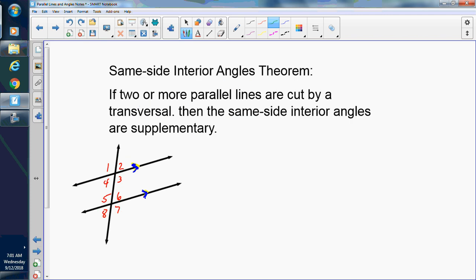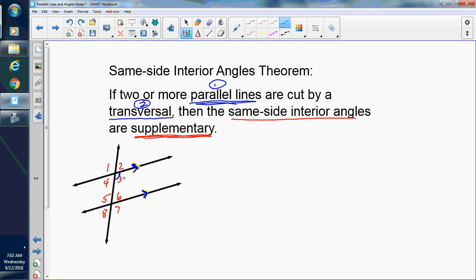Finally, same side interior. You're looking very familiar. They have to have two parallel lines. They have to be cut by a transversal. If those two conditions are true, then the same side interior angles are going to be supplementary. They're not going to be congruent. They're going to be supplementary.